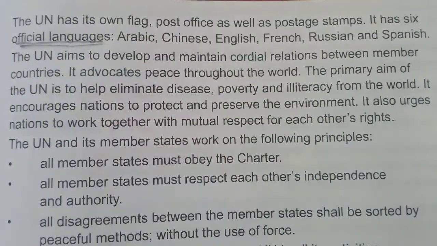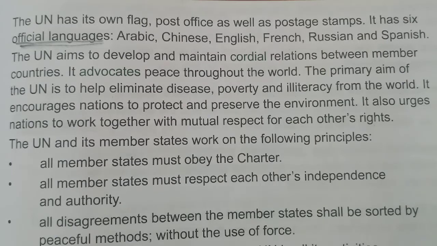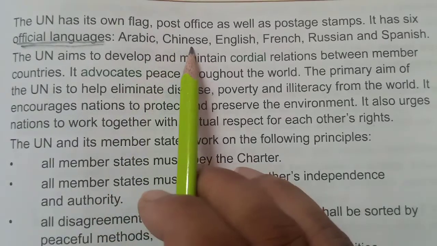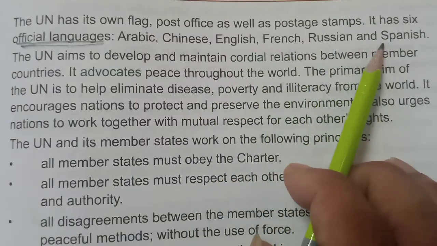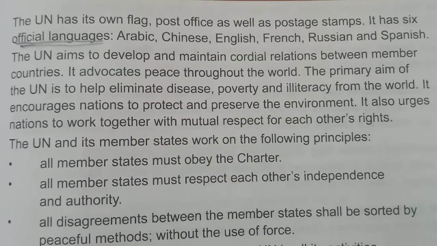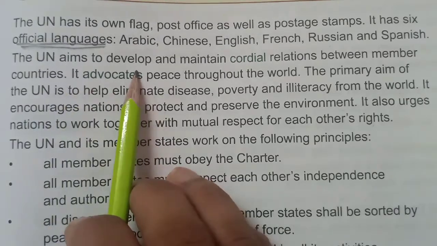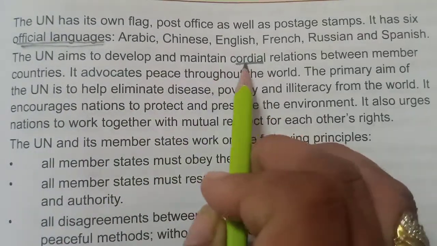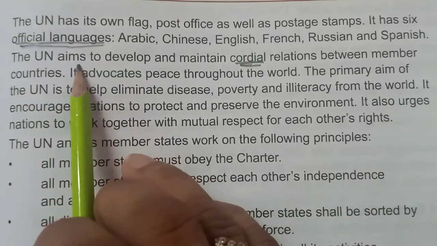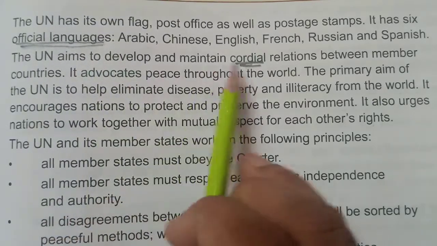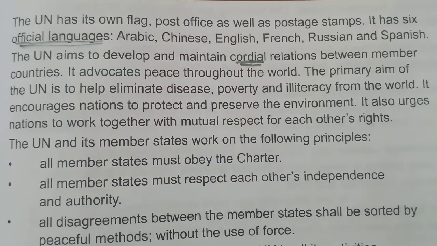6 official languages. Which are those languages? Those are Arabic, Chinese, English, French, Russian, and Spanish. So these 6 languages are official languages of the United Nations. It aims to develop and maintain cordial relations between member countries, means friendly relations. Its aim is to develop and maintain friendly relations with the member countries.